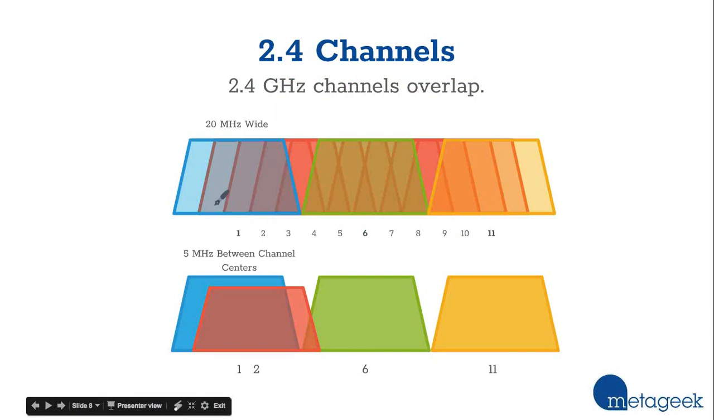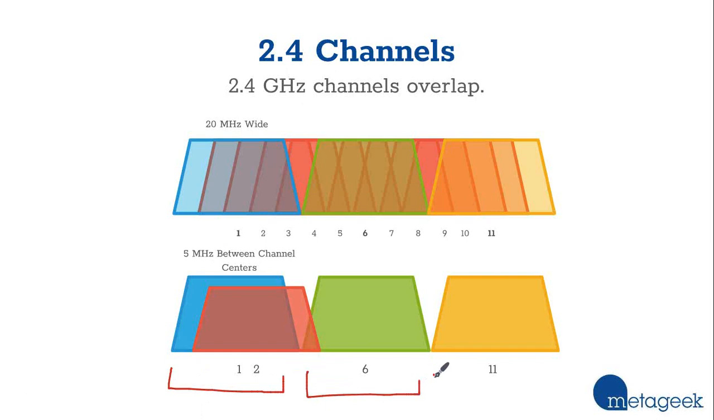The golden rule of Wi-Fi is to use the three channels that do not overlap, and that's channels 1, 6, and 11. Those are the three channels that do not overlap in the 2.4 gigahertz band. In the 5 gigahertz band, go nuts. You can use any of the 20 megahertz channels that you want. They're not going to overlap. But in 2.4, you always want to use channels 1, 6, and 11. That's the golden rule of Wi-Fi.